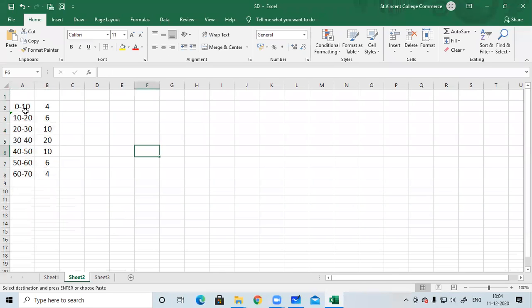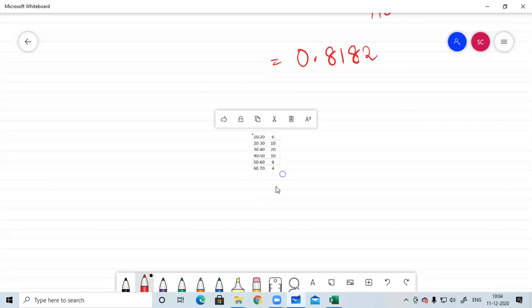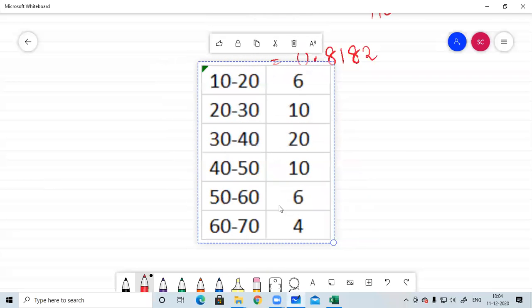Okay. Now I'll take another sum. Now we'll do it for grouped data. Take this as your sum.